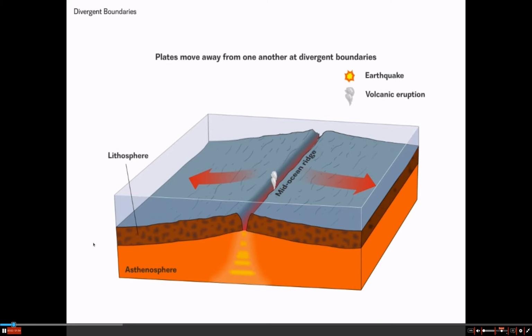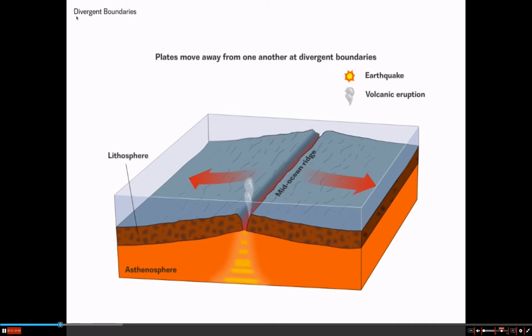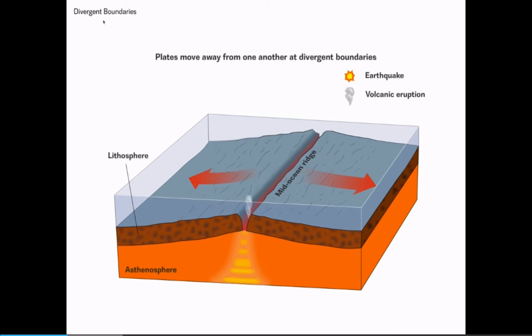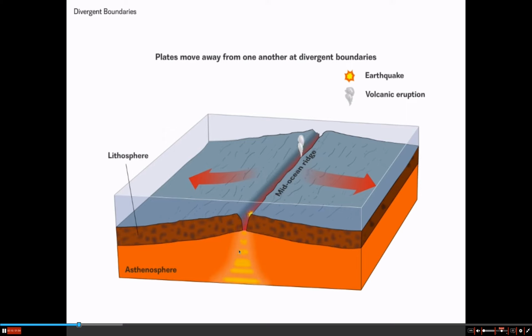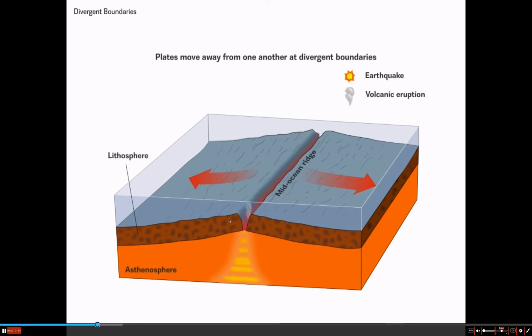So this is a video put out by Pearson Prentice Hall about the different types of plate movement. And I figure a picture's worth a thousand words. This is a divergent plate. You can tell it's a divergent plate because it says divergent boundary. So at a divergent plate boundary, for example, down the middle of the entire Atlantic Ocean, new material is coming up and the two plates are spreading apart with the newest material at the center.